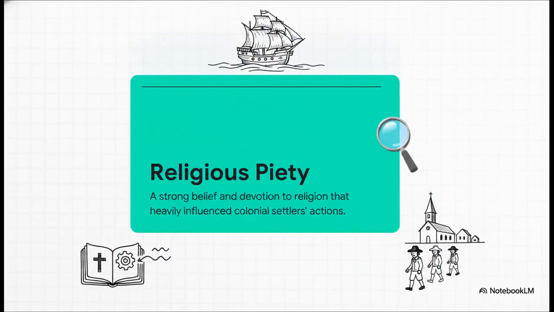To really get the actual history, we have to understand what made these people tick. Take religious piety. This strong belief and intense devotion to a religion heavily influenced the laws and the daily lives of early settlers. You'll need to weigh historical concepts like rationality against this kind of intense devotion to truly grasp why people would cross a dangerous ocean to build a new society from scratch.